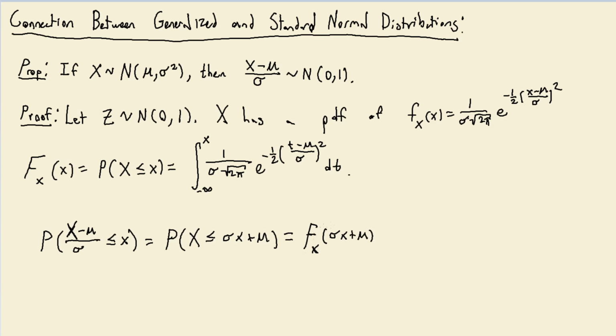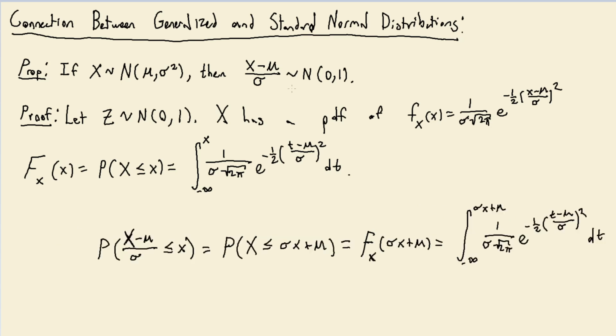And so now we can actually have the means to solve this. This is equal to the integral from negative infinity to sigma x plus mu of 1 over sigma square root 2 pi, e to the negative 1/2 times (x minus mu), or I guess I forgot about the dummy variable, we need (t minus mu) over sigma squared, dt.